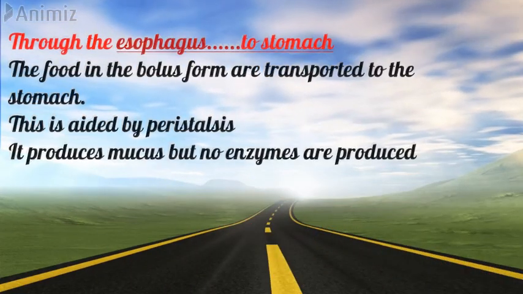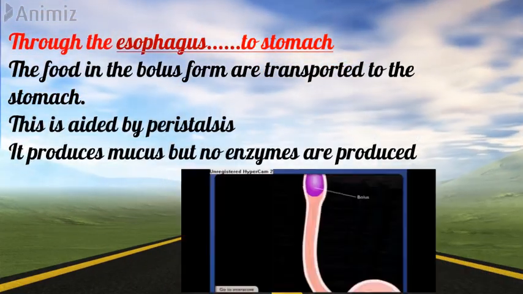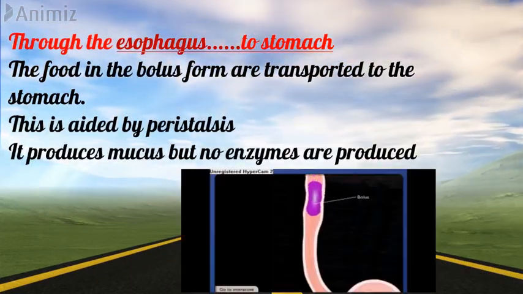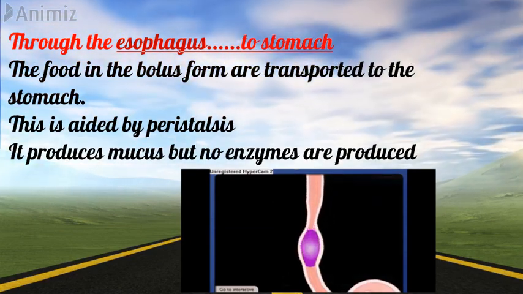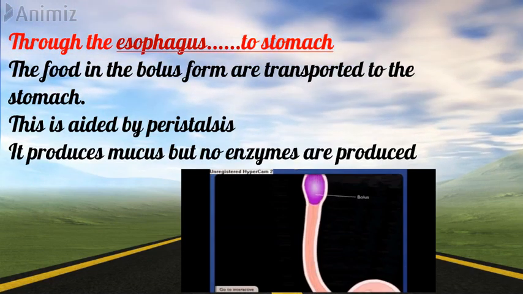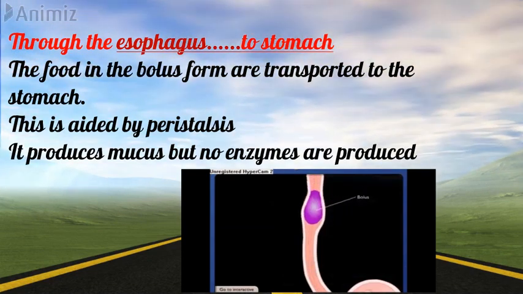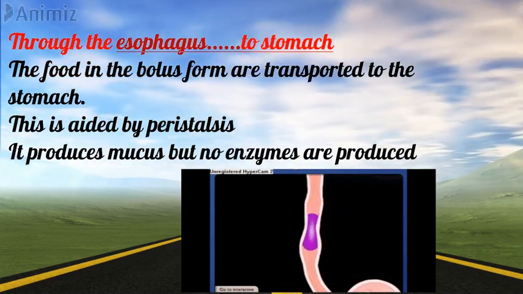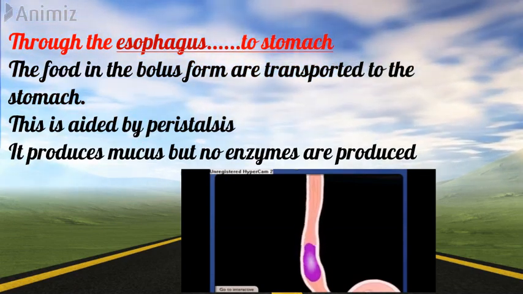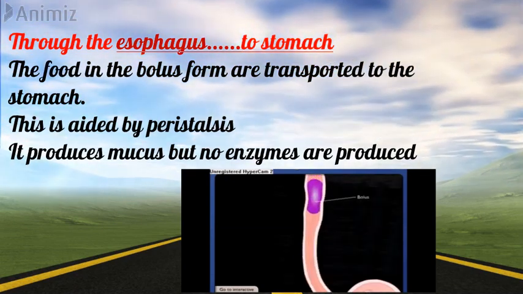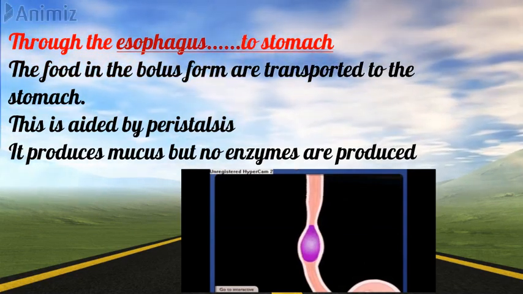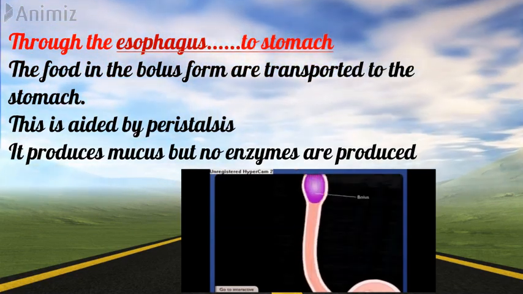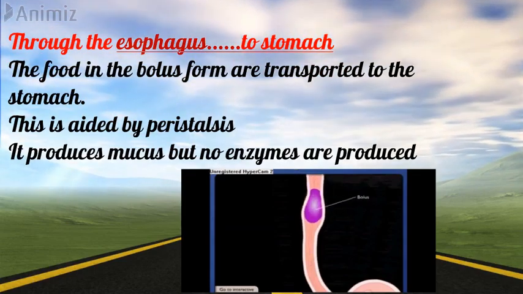Once the food is chewed properly, it is made into bolus form, and this is passed to the stomach through the esophagus. This is aided by the contraction and relaxation of the muscles present in the food pipe or the esophagus. This is known as peristalsis. The wall of the esophagus does not produce any kind of enzymes, but it produces mucus which lubricates the food that helps in pushing.